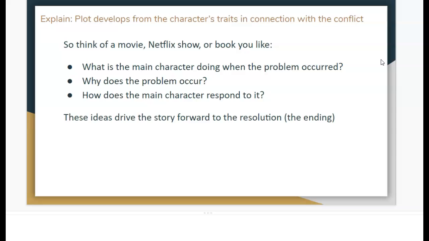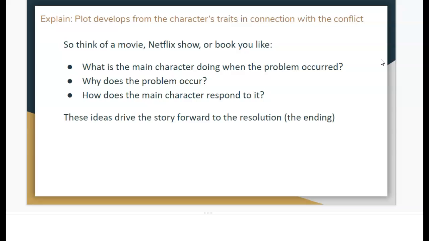So think of a movie, a Netflix show, or a book you like. What is the main character doing when the problem occurred? Okay, so what was happening in this beginning? And why does the problem occur? So when they were in the beginning, how did this conflict happen to be? Why did it occur? What were they doing, or what did they do to make the problem happen? And how does the main character respond to it?